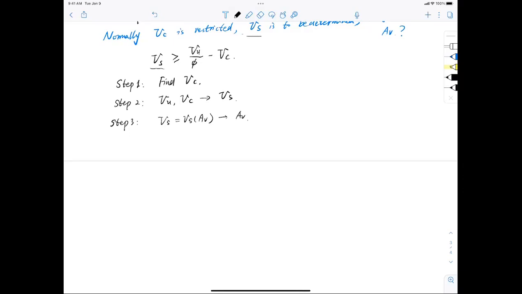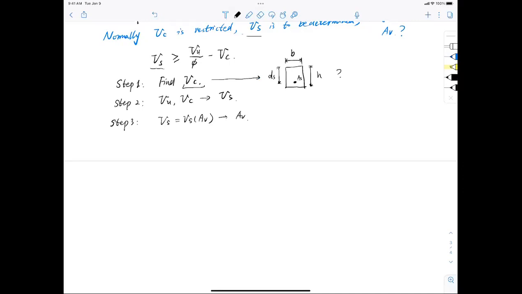The first step would be how to find Vc. Vc is the shear resistance from the concrete, and we mentioned that usually it's given in terms of section size. That means I already know its width b, and I already know its height h, and on top of that, I should know the depth d as well. Okay, with all this given information, how do I find Vc?